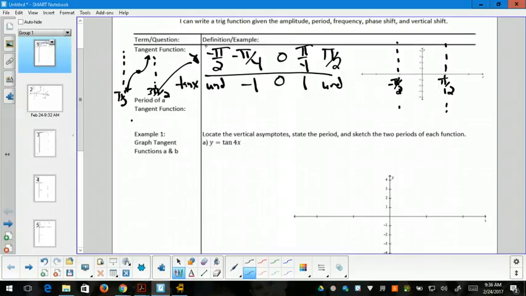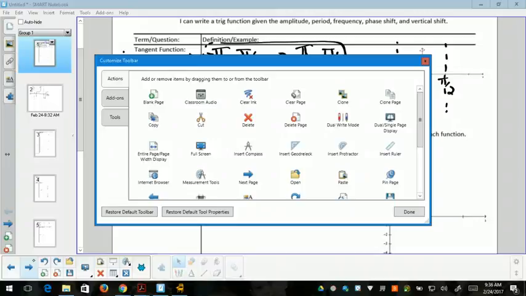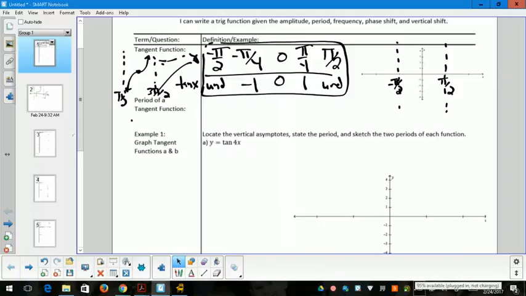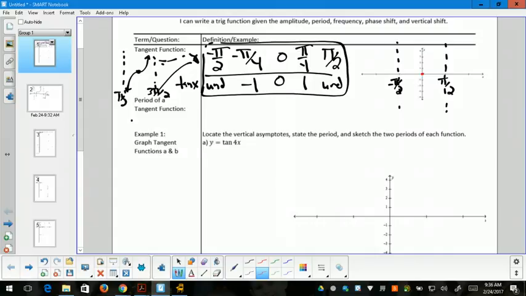So for the parent function of tangent of x, this is what one period looks like. I could have also done this from pi over 2 to 3 pi over 2. That would be the next period. So we can plot these pretty easily. We have 0, 0, pi over 4, 1, negative pi over 4, negative 1, and then it's going to approach the asymptote as it curves upward, and approach the asymptote as it curves downward.